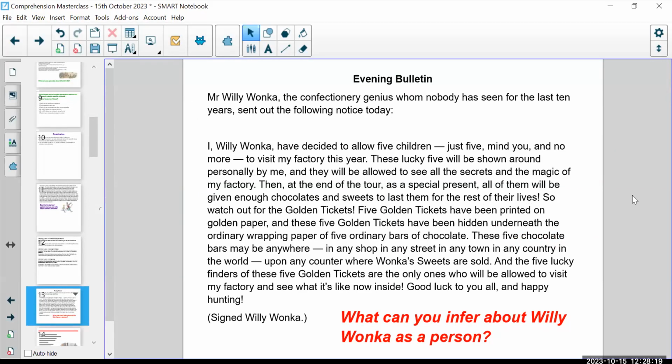Okay, so let's read it out and then be selecting the quotes from the text that you think allow you to infer something about him.